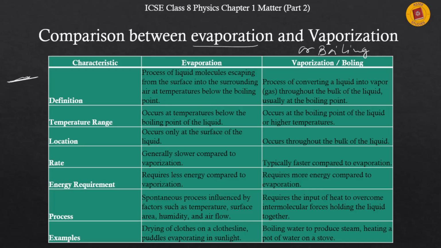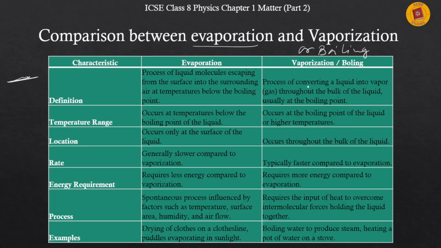Another very good example is drying of clothes. If we put wet clothes after washing in the air or in the sun, we see that it dries. So where has the water gone? The water has evaporated and it occurs at normal room temperature.